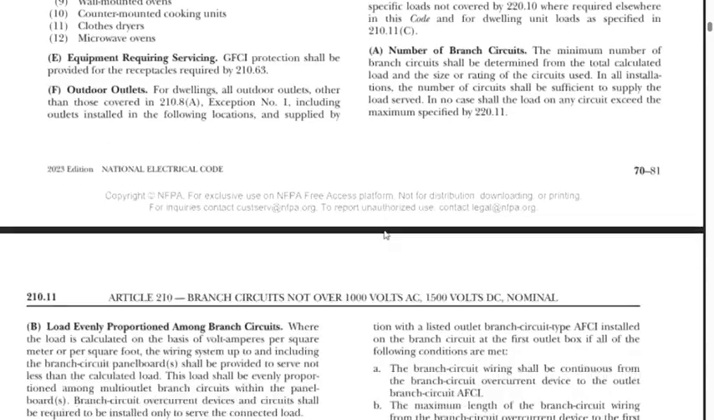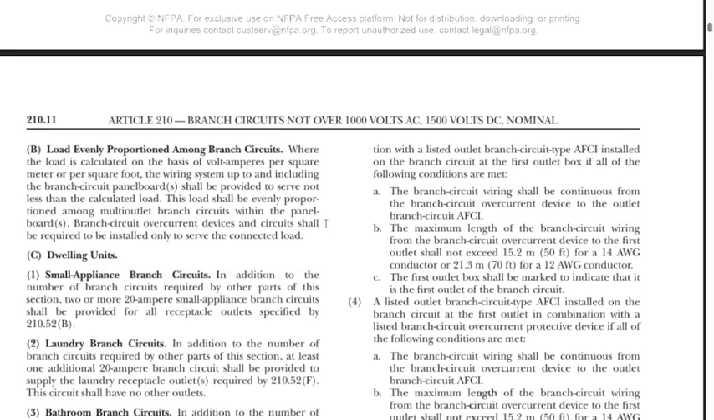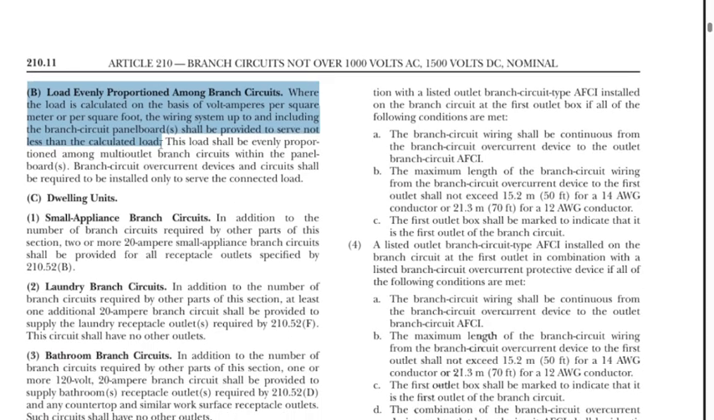B is saying where the load is calculated on the basis of VA per square foot, again, we ignore square meters, the wiring system up to and including the branch circuit panelboards shall be provided to serve not less than what you've calculated. So you've got to find a panelboard that can handle the amount of amperage that you've calculated in the whole total.